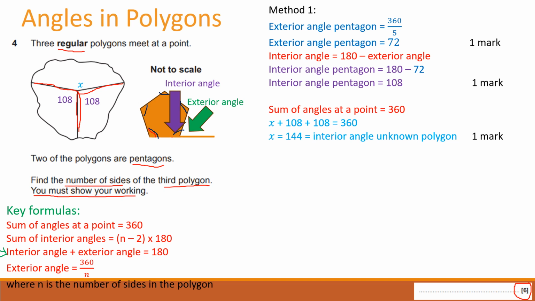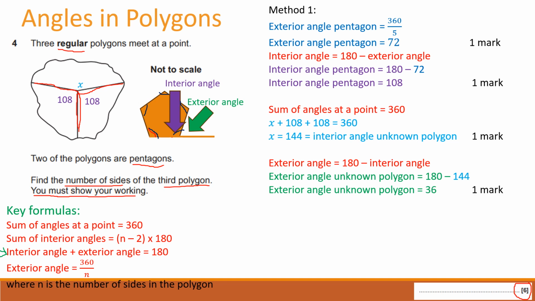Now, once I've got the interior angle of the unknown polygon, I've got to work out the exterior angle of the unknown polygon. That's going to be 180 take away the interior angle. Again, that third formula on the left-hand side rearranged to find the exterior angle. So my exterior angle of the unknown polygon is going to be 180 take away 144, which is 36 degrees, which is worth 1 mark. So that's my fourth mark on this question.